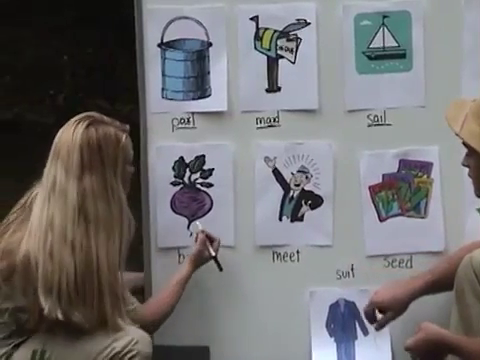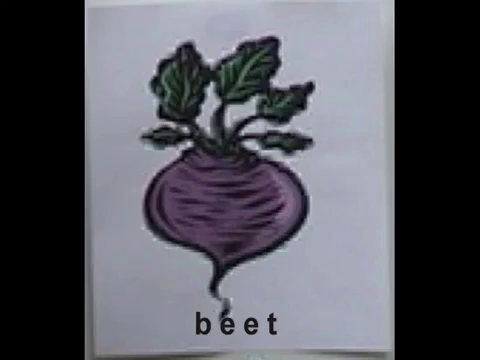Here we have a beet. Beets are kind of yucky, I think. My mom always makes me eat my vegetables. Yeah, well, that's probably good for you, but they don't taste the best. Yeah. I'd rather have chocolate. When two vowels go walking in the word beet, the first one does the talking. B-eat. And the second one is silent. It's like it's not even there.